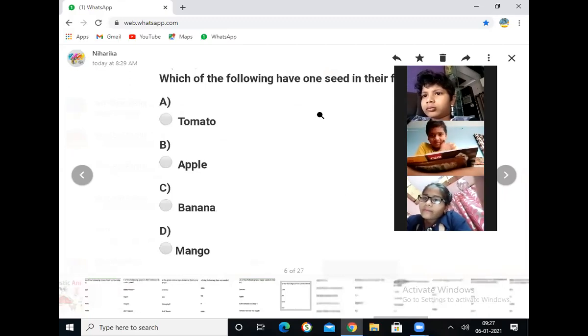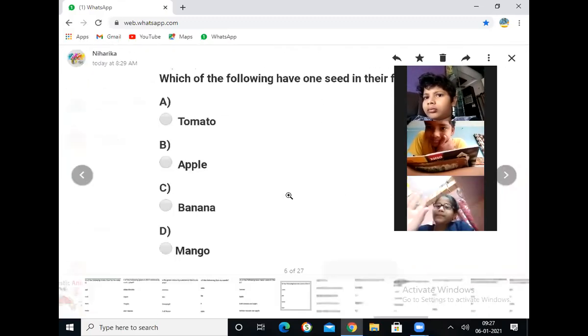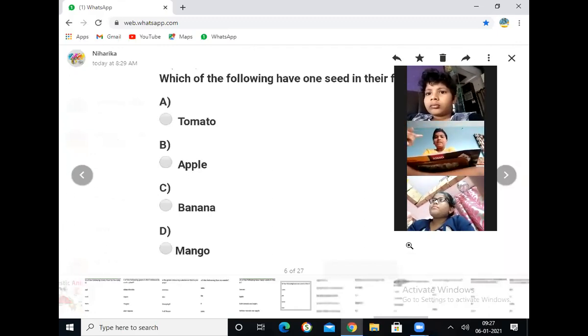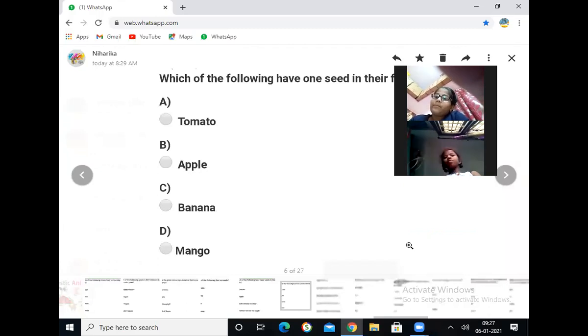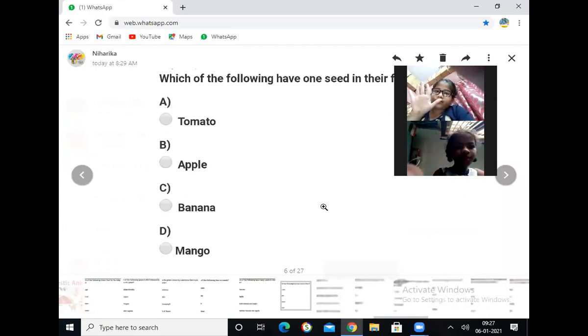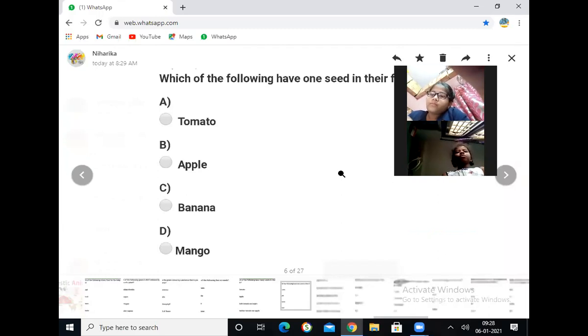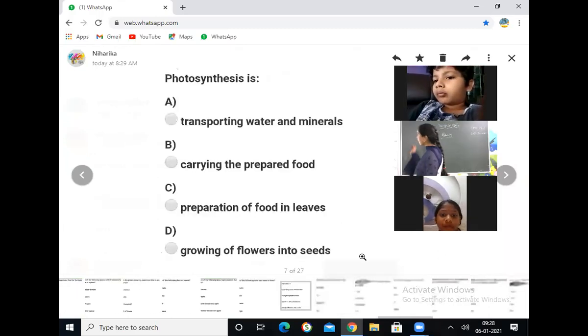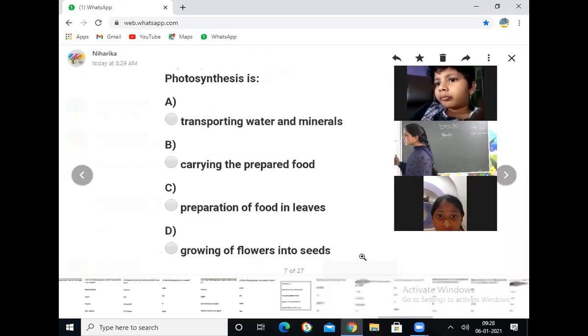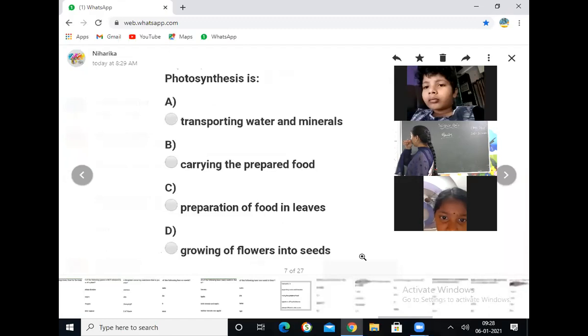Which of the following has only one seed in its fruit? Tomato, apple, banana, and mango. Aradhya, answer. Which of the following has only one seed in the fruit? Mango, teacher. Yes, correct answer, Aradhya. You told the correct answer, very good. We will move to the next question. Gagan, you raise your hand. What is the answer?